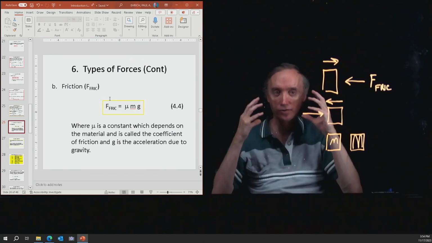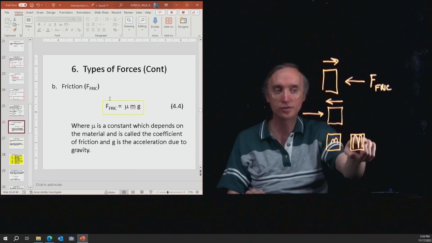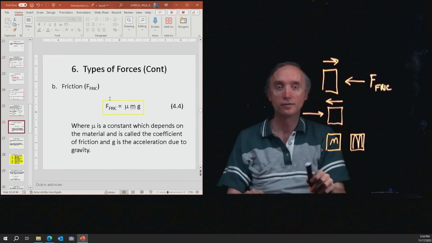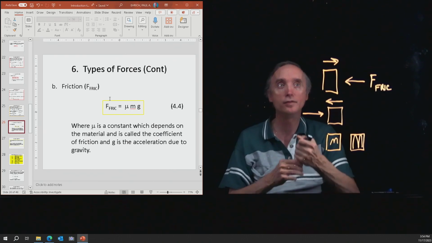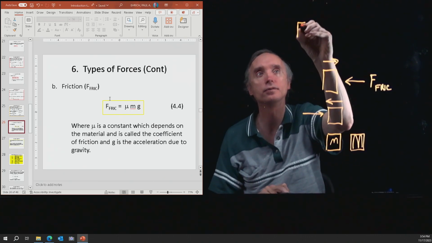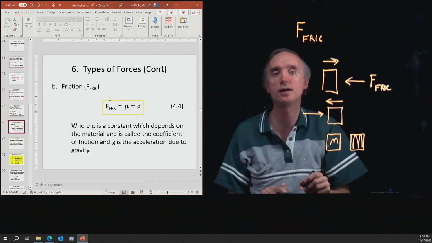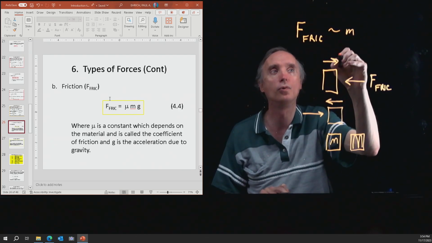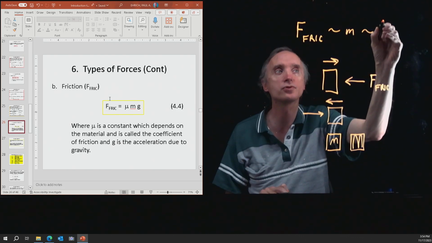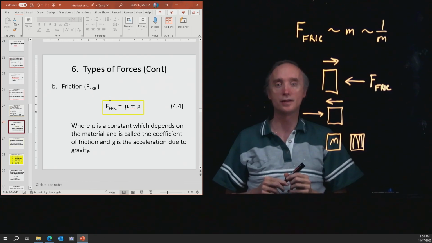I think you can visualize this in your head. You could try the experiment and you would find out that this one would come to a stop first. So the force of friction depends on mass. Now let's write it over here, the force of friction, and I'll give you two possibilities. Is it proportional to M, or is it proportional to 1 over M? Which one makes more sense?